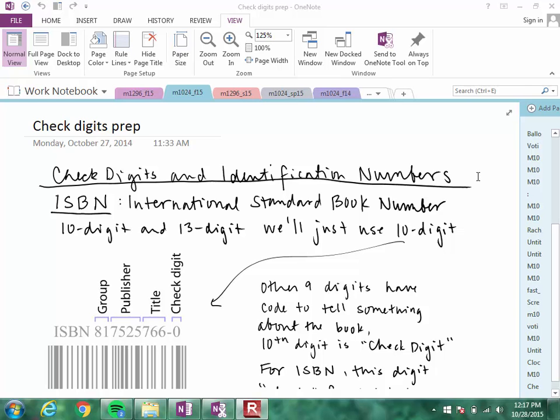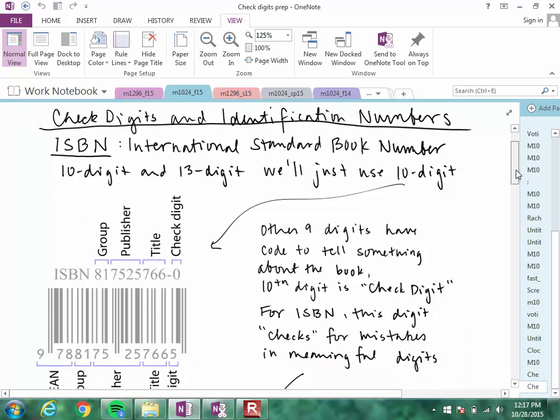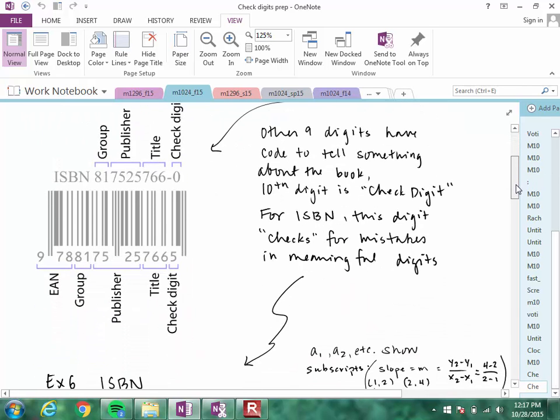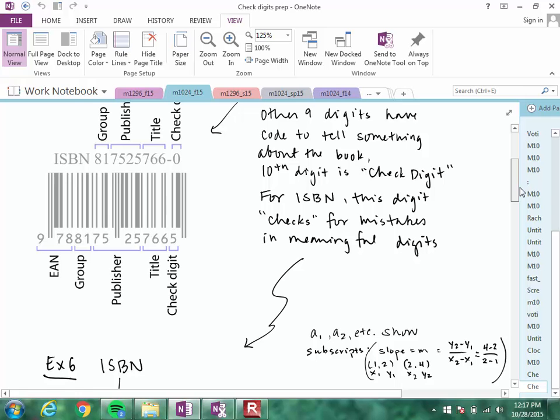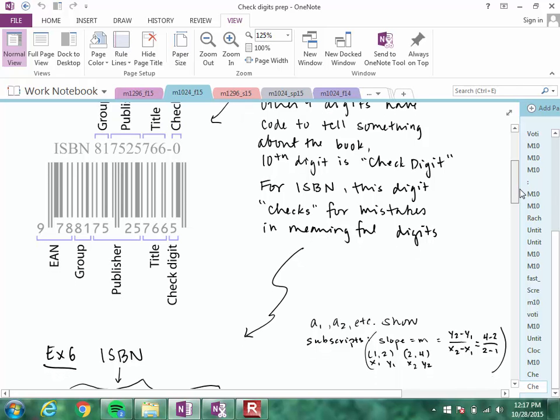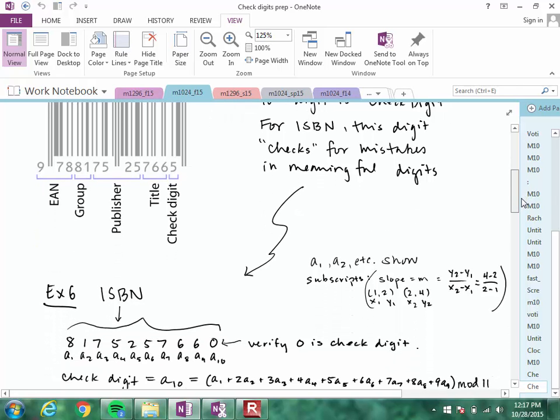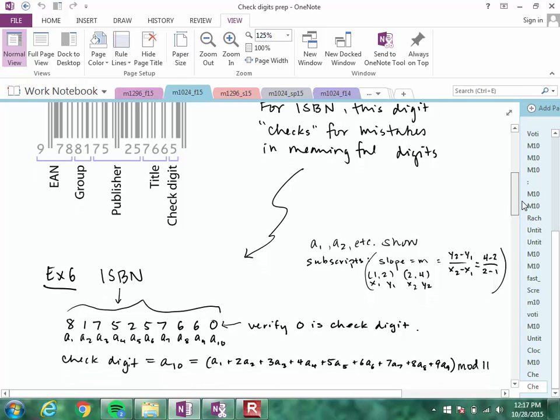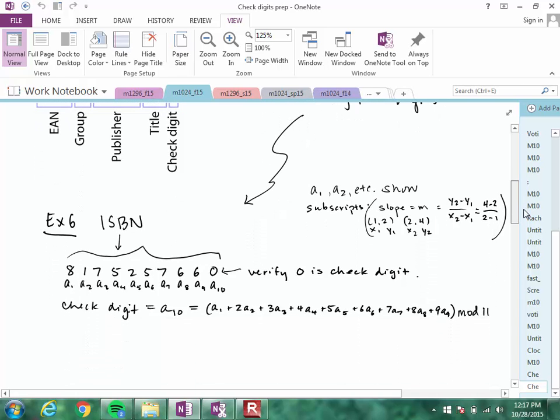So ISBN stands for International Standard Book Number. There's 10-digit and 13-digit variations. We're just going to go over the 10-digit. So the first 9 digits are, again, information about the book. And the 10th digit is the check digit. And so this checks for mistakes with the meaningful digits.